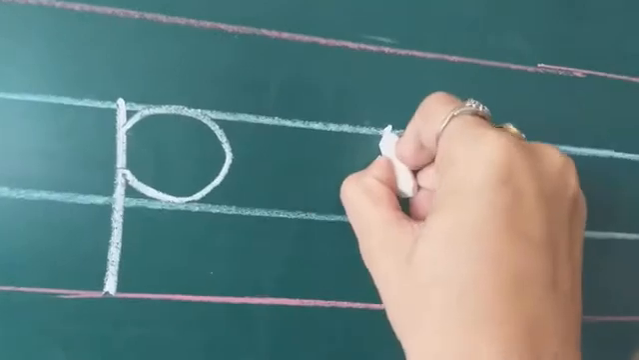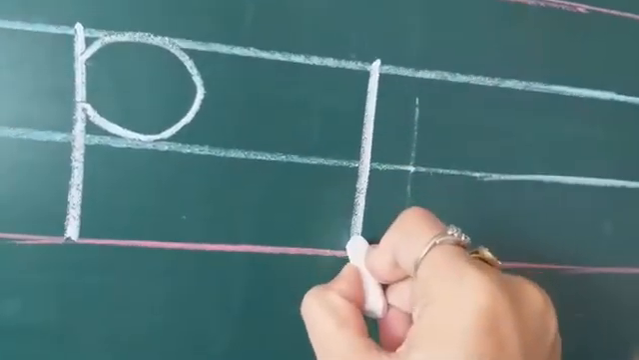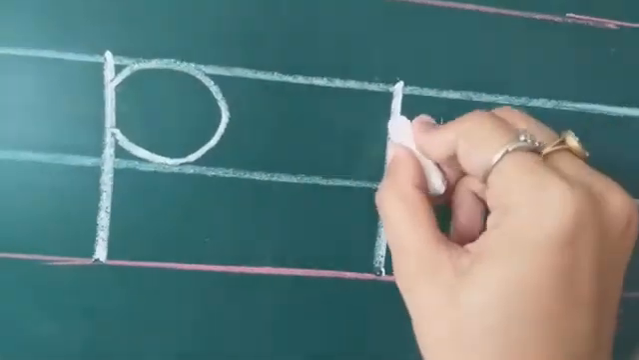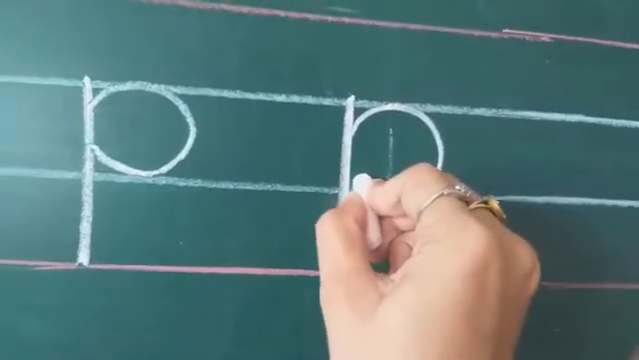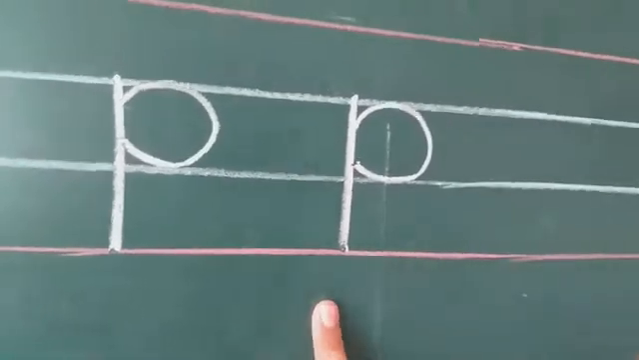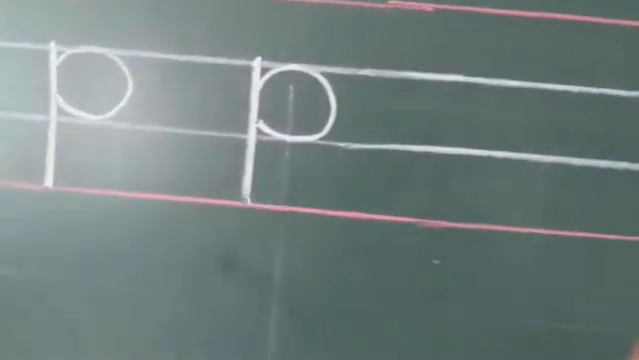Start with the first blue line and finish with the second red line, standing line, and then touch with the first blue line and again touch with the second blue line, half circle. It makes small letter P. P for pen.